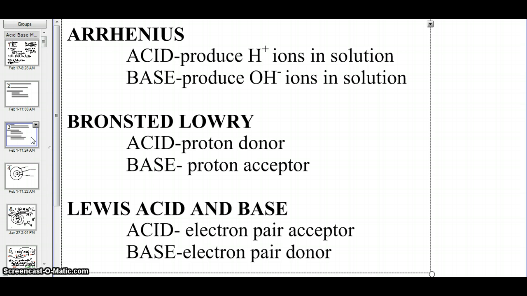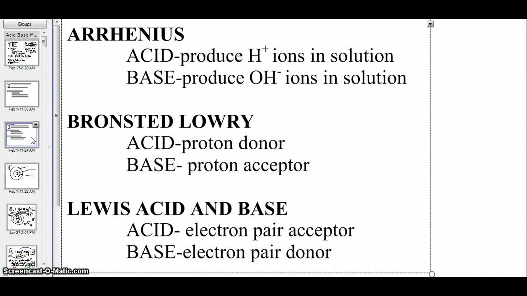Remember that the broadest definition goes to Lewis's acid and base definition, an electron pair donor and acceptor for both bases and acids. Think about when you're comparing these three definitions, how they don't contradict one another, but they expand upon the definition. For example, Bronsted-Lowry is a proton donor. A proton is a hydrogen ion when we look at it more closely.